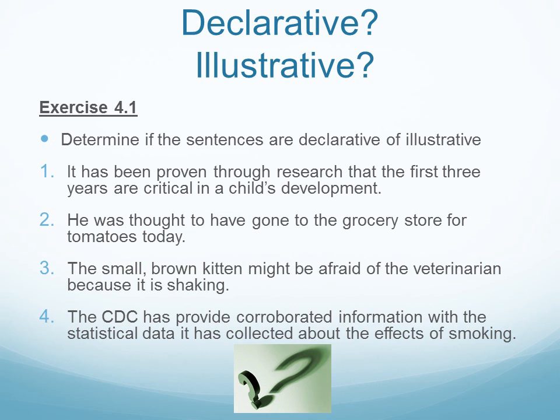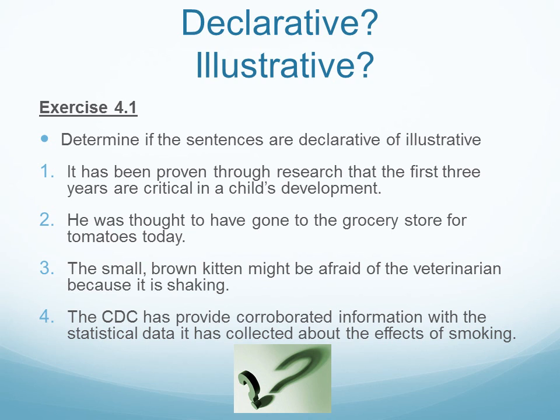And the first one is illustrative. It's illustrative because it says it has been proven through research. They're giving you concrete information that is illustrating their point that this is correct. It has been proven through research, whatever the research is telling you.